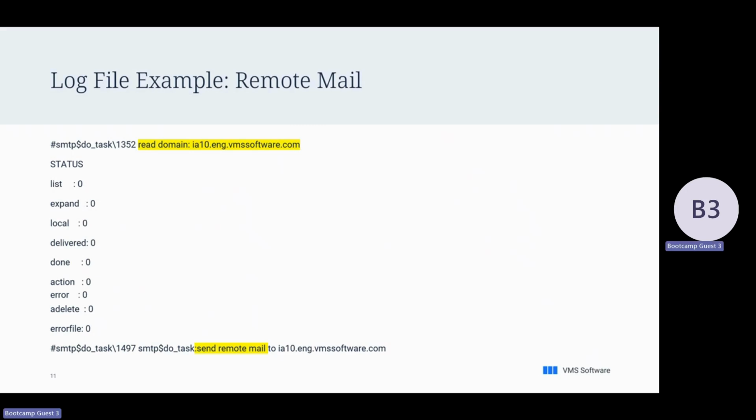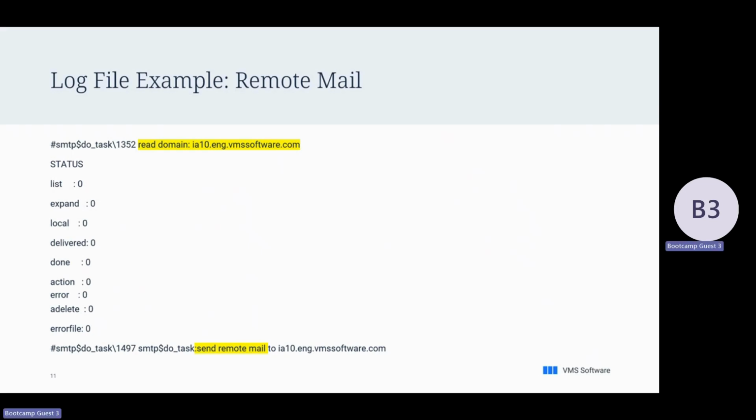If we were sending remote mail, so now I'm on node 1 or whatever I was on, I'm going to send it to ia10.eng.vmssoftware.com. Remember, our zone was vmssoftware.com. Okay, I can send that myself, but it's remote mail because it is not on this node. So now we already know how that is playing out. I'm going to be reaching out somewhere else.